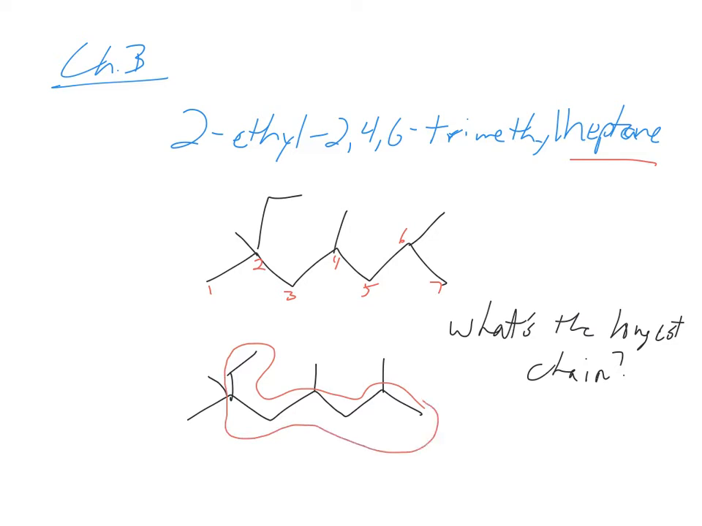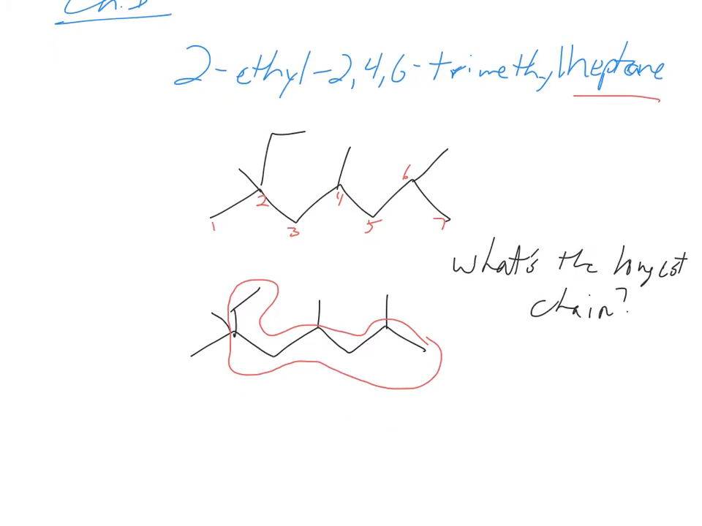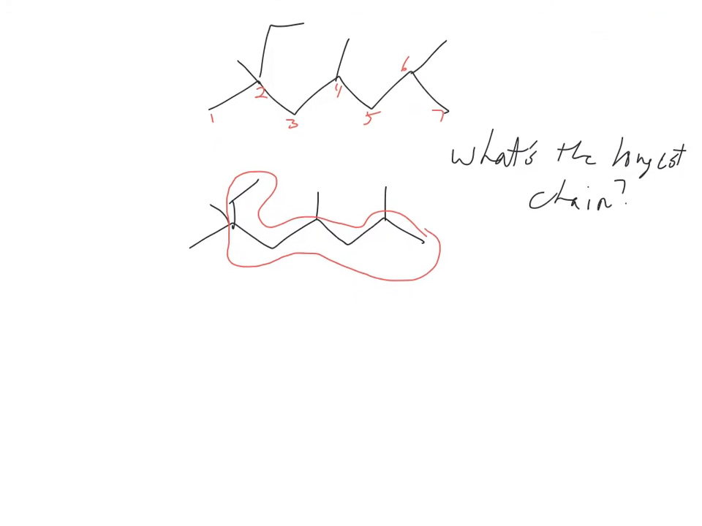All right, so we know the parent name is octane. Now we have to decide which way to number it: from left to right or right to left. Let's see, which one makes the most sense? Which one gives us the lowest number for our first substituent?